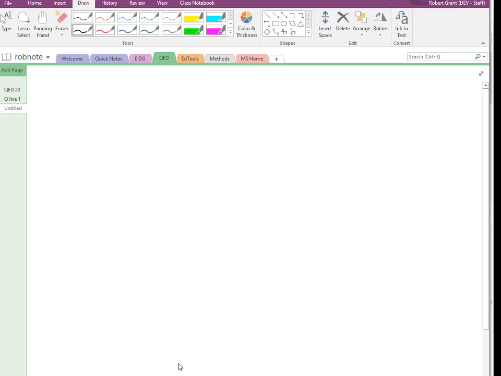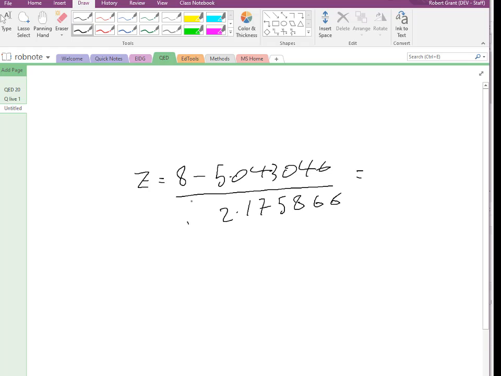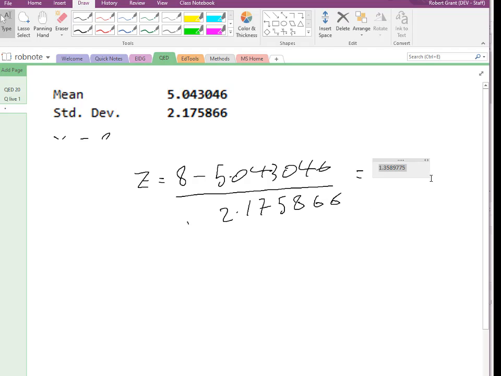Can't find my whiteboard. Disappeared from it. There's the answer for that. That's the z-score. Next I want to make that a bit bigger.